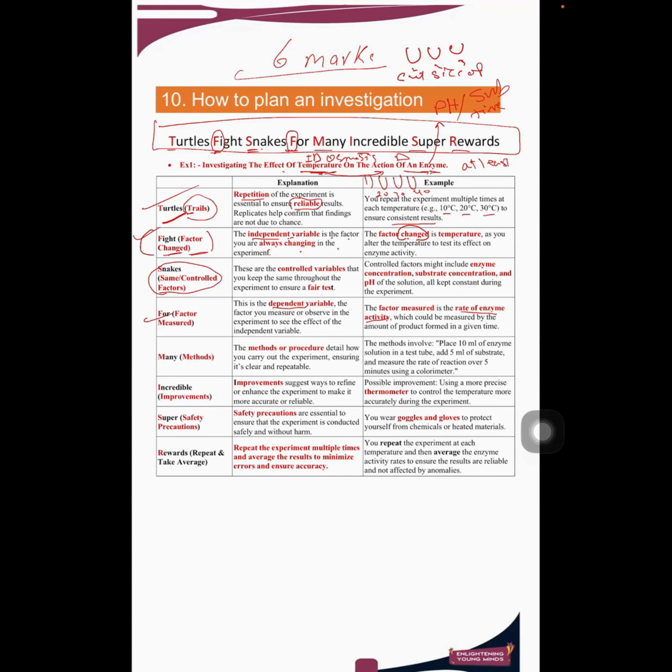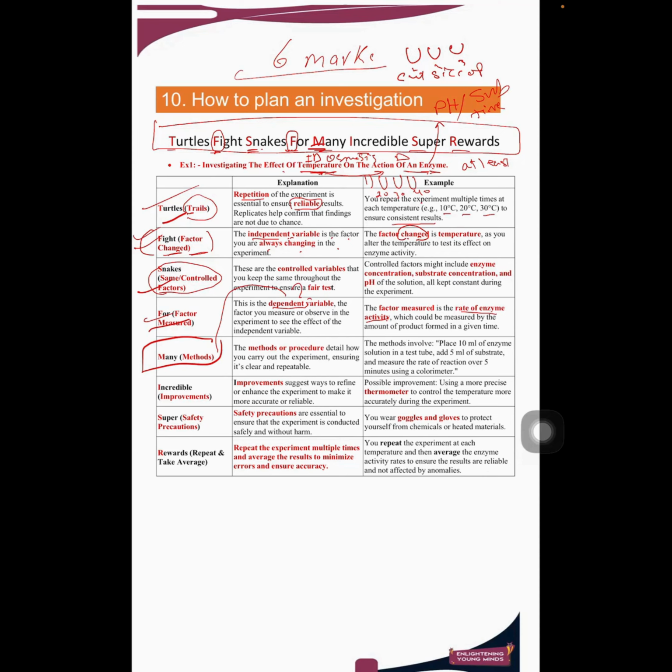So number one, you mentioned the trial. Number two, you mentioned the factor. Number three, you mention what will be controlled, and you don't say same factor, you say controlled factor to get the point. Then you mention the dependent variable. Then you mention the method, which is many. The method is very important. To get a mark in the method, it means how you are going to measure the dependent variable.